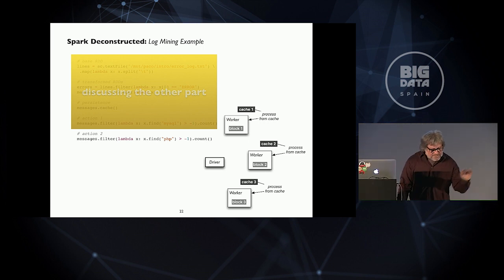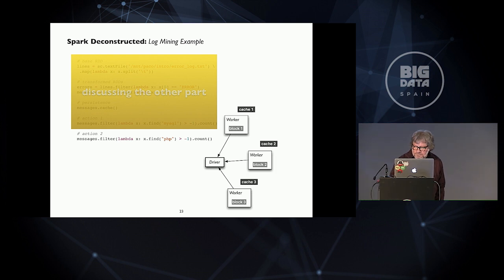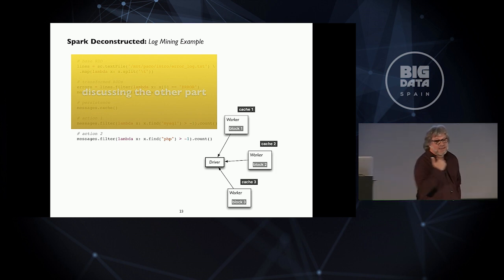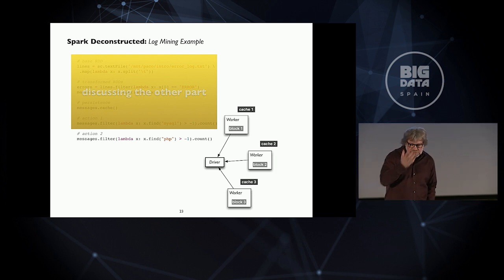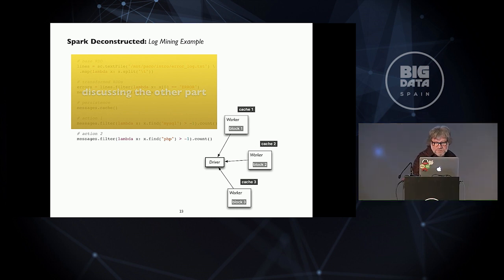So when we get to this second line then, because we've persisted messages, it's going to pull messages out of cache and send the results down to the driver. And so when you run this code, what you notice, even with a small bit of data and running it locally, is an order of magnitude difference between these two lines, these two actions, because of the caching. And that's a big part of what Spark does.